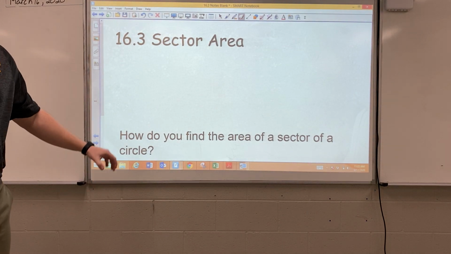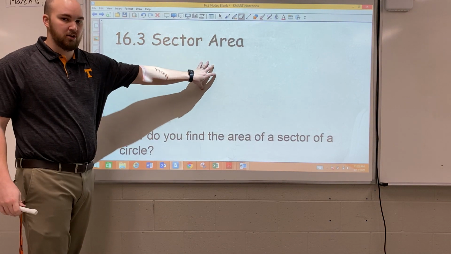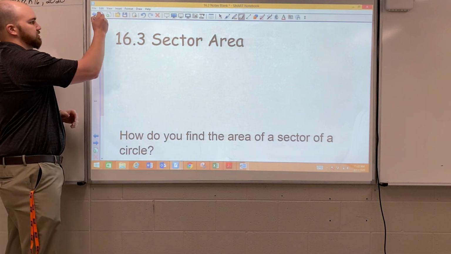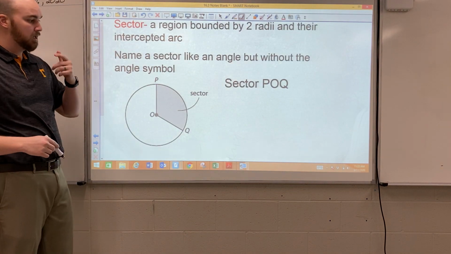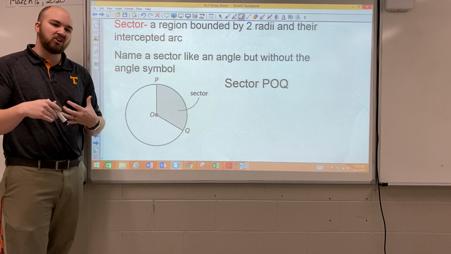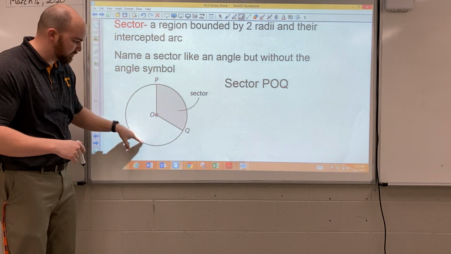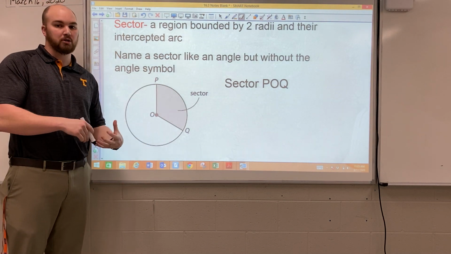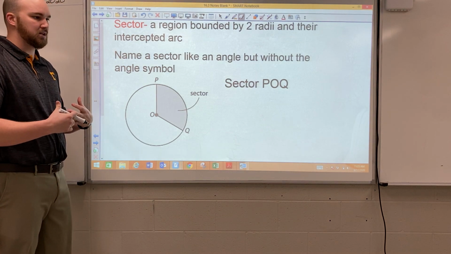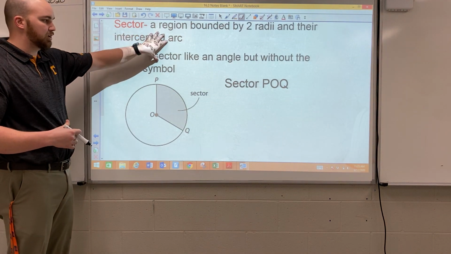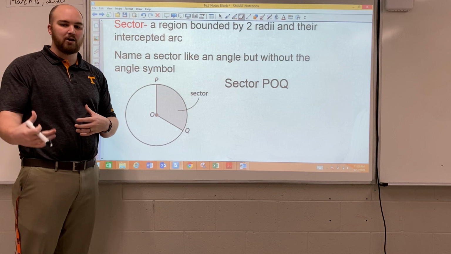All right, our section for today is going to be over sector area. Let's talk about what a sector is, 16.3 sector area. So yesterday we talked about arc length and how that was part around the circle and how that was part of the circumference. Well, we can probably make the easy connection here. Sector area is going to be part of the area of the circle.